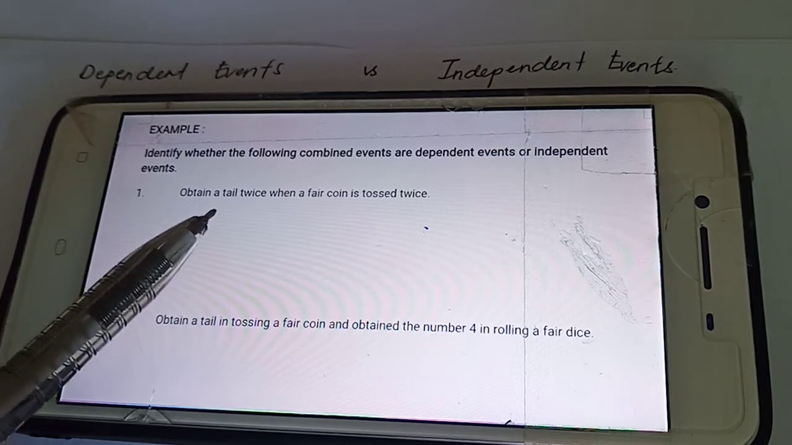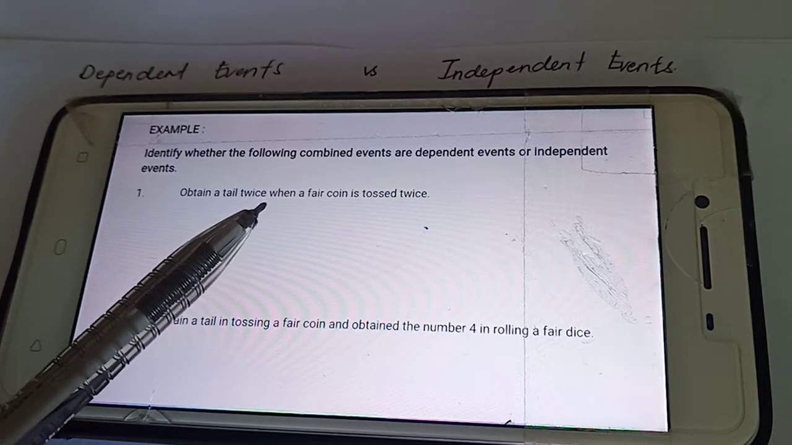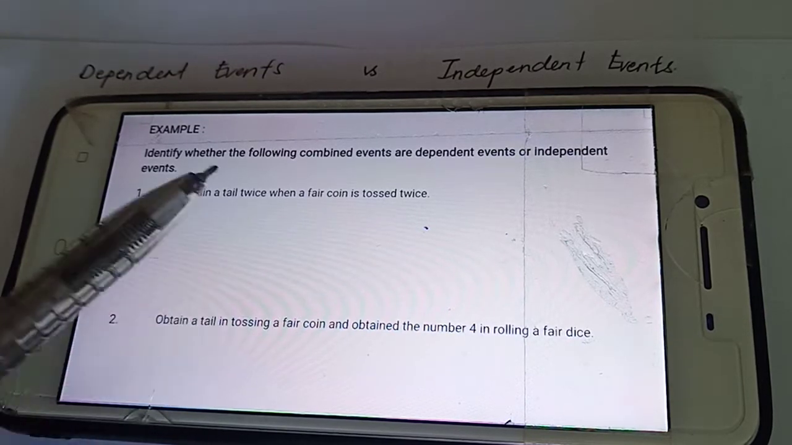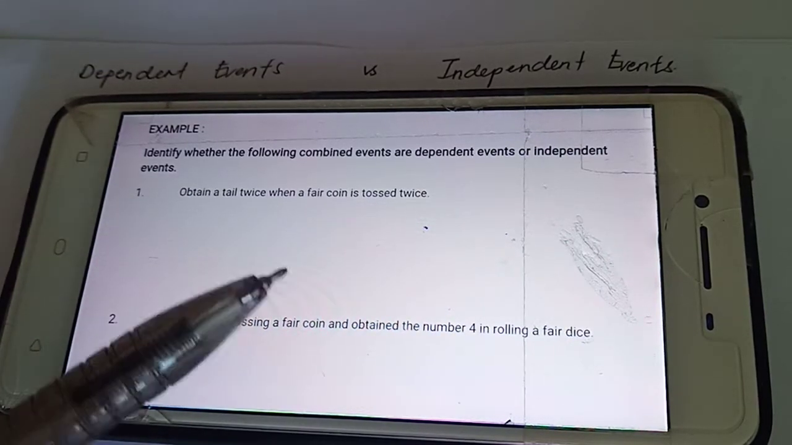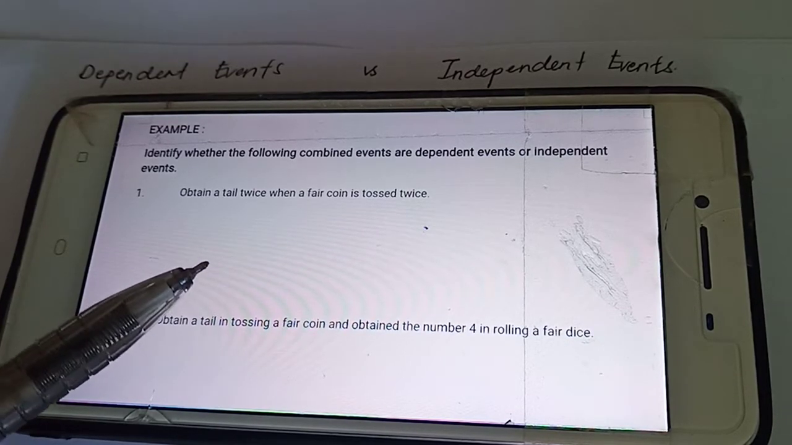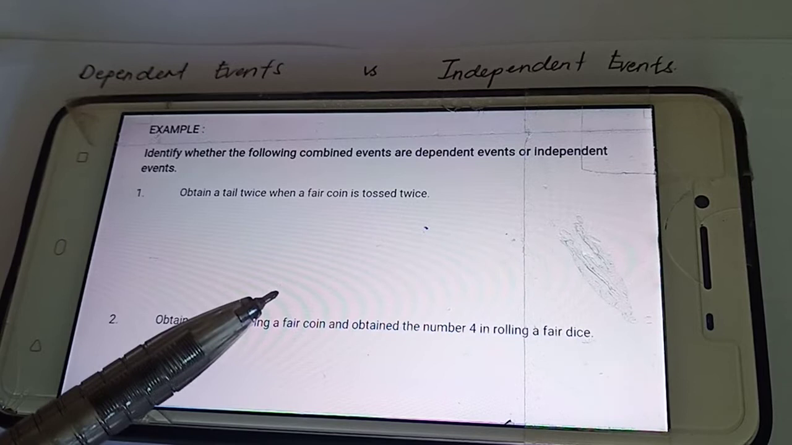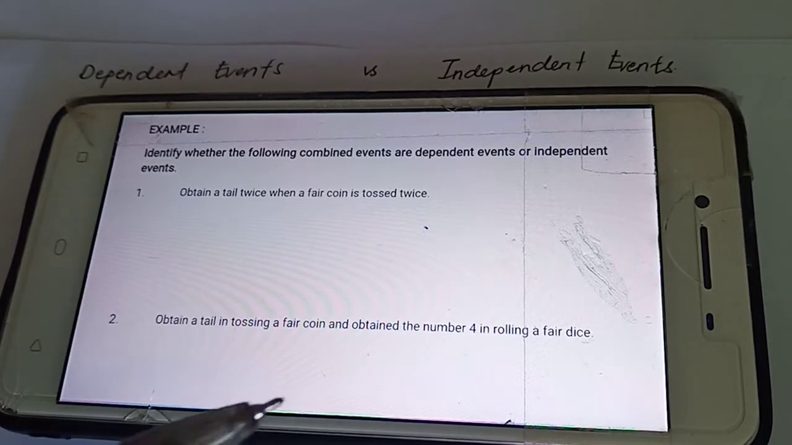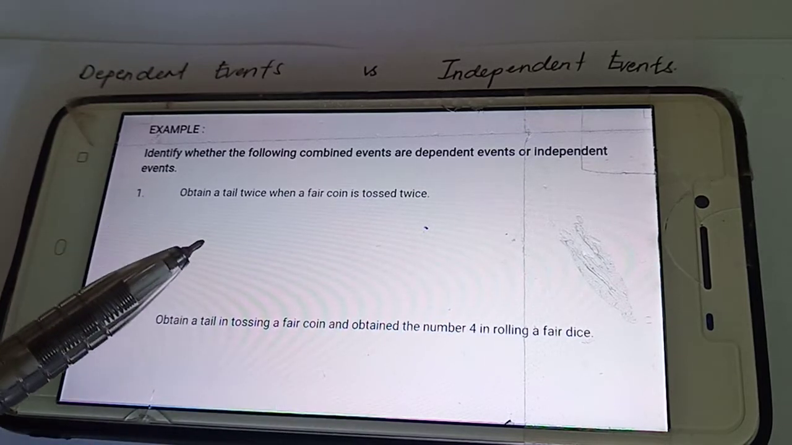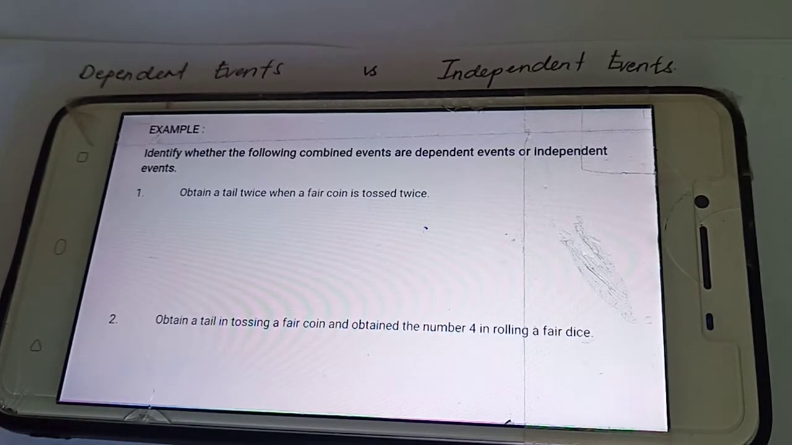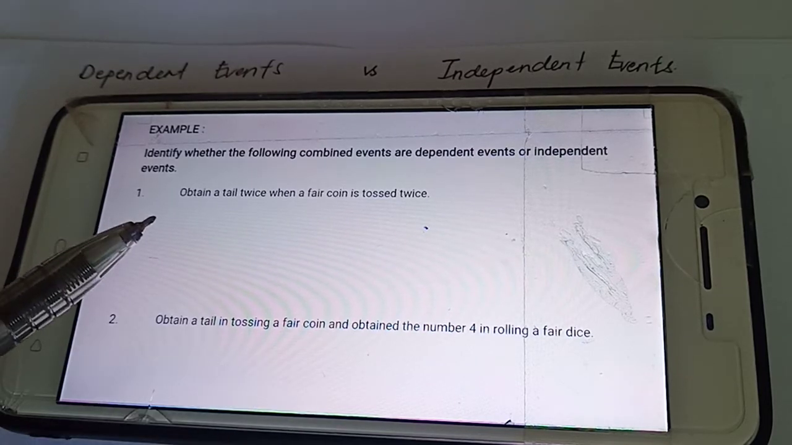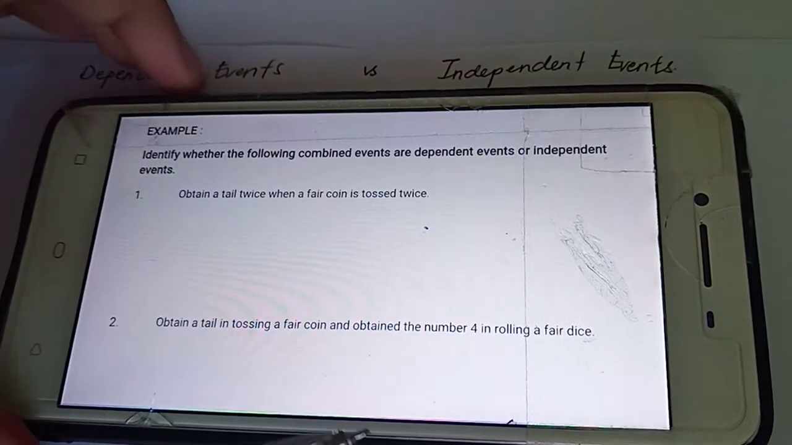Okay, so number one, obtain a tail twice when a fair coin is tossed twice. So let's say I have a coin. If I toss it 2 times, is the second toss depending on the first toss? If I get tail the first time, will it affect me getting tail the second time? So it will not affect, right? So number one here is an independent event.